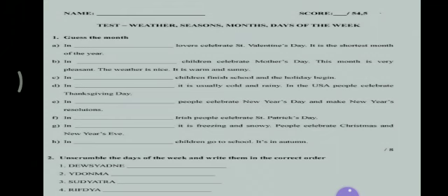Do you understand? Yes, of course. It is in winter. Okay. In blank, children go to school, it is in autumn. Do you understand? Yes, of course. In September, children go to school, it is in autumn. Okay. Now unscramble the days of the week and write them in the correct order. We have 7 days, and you should write 7 days. Maybe Monday, Tuesday, Wednesday, Thursday, Friday, Saturday, Sunday. Okay?